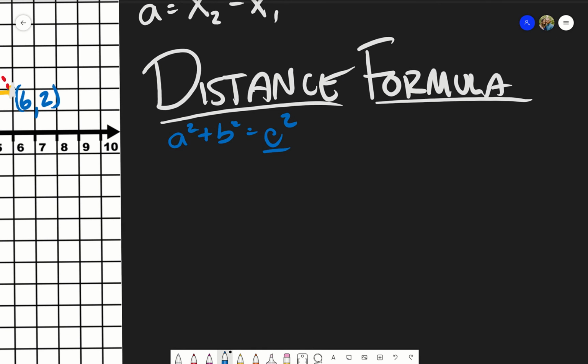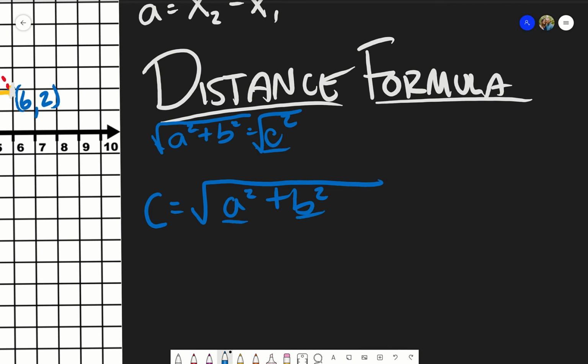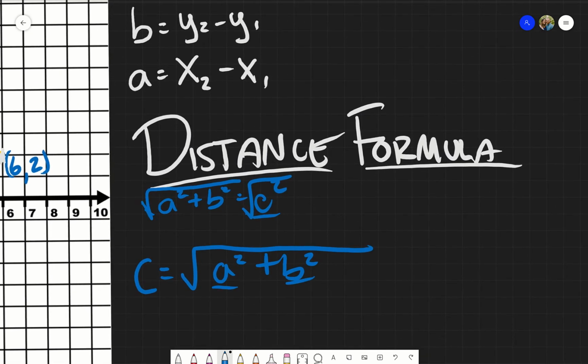Now, in order to solve this, we can square root everything over here. This gives us c equals the square root of a squared plus b squared. This equation right here will always give us the distance we need. But when we're on a coordinate plane, we don't necessarily know what a and b are. We need to solve a and b. We actually did that up here.